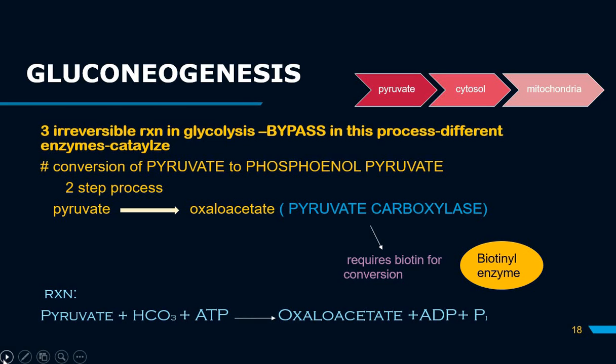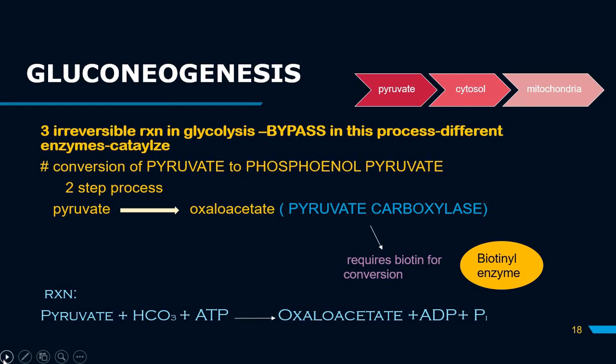Step 10. First we'll go into step 10. Pyruvate is being converted to phosphoenol pyruvate. It is not a reversible reaction, so it is bypassed in gluconeogenesis by a 2-step process.